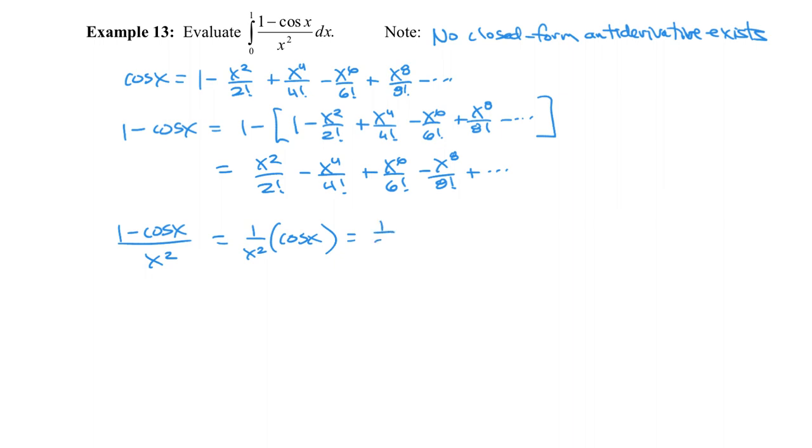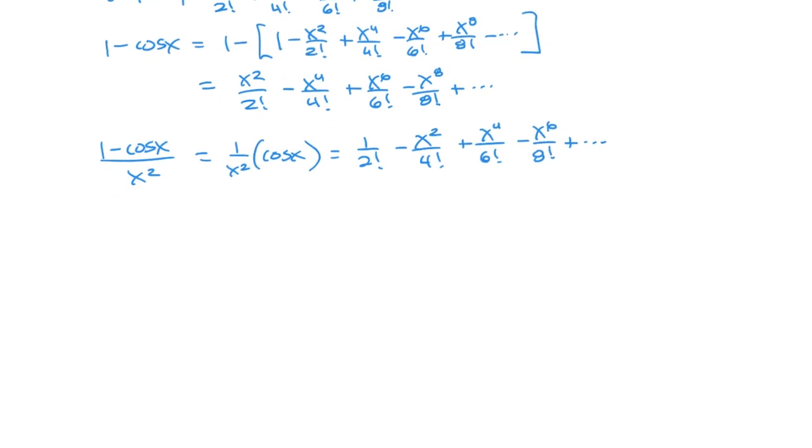We'll get 1 over 2 factorial minus x squared over 4 factorial plus x to the 4th over 6 factorial minus x to the 6th over 8 factorial plus dot, dot, dot. And once we've got this, we're ready. We're ready to integrate now.